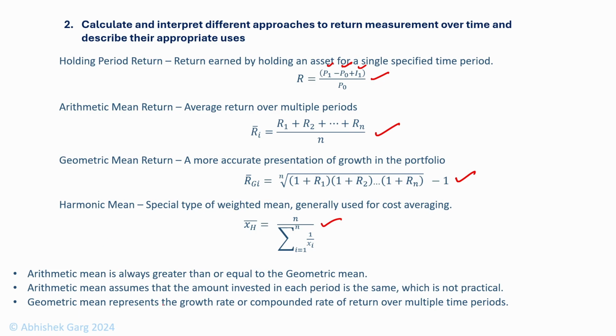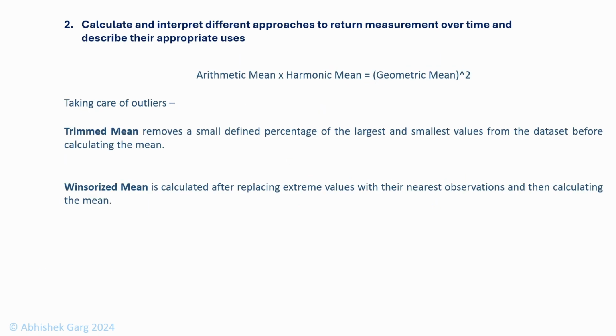Geometric mean represents the growth rate or compounded rate of return over multiple time periods. Geometric mean is the more accurate return if you want to compare a particular portfolio return. This is a special relation between these three types of means. The arithmetic mean times the harmonic mean is equal to geometric mean squared. You need to remember this formula also.